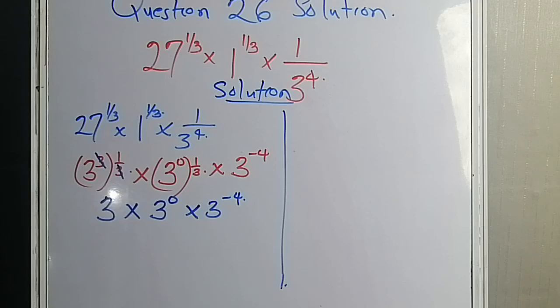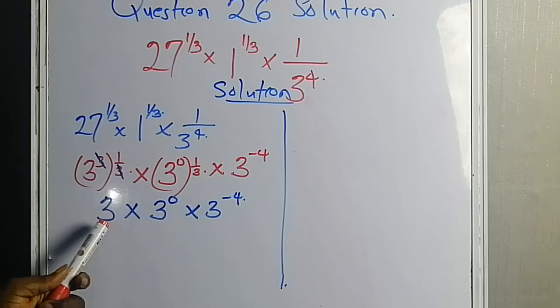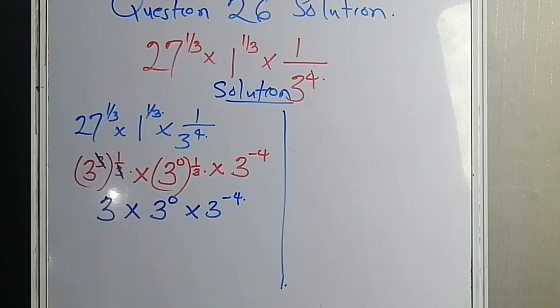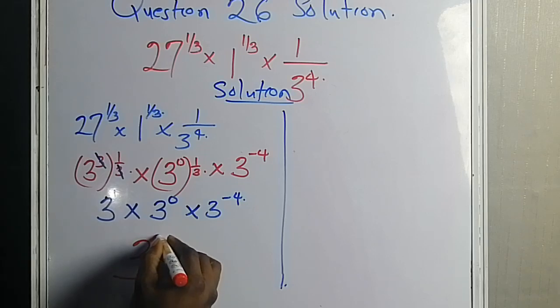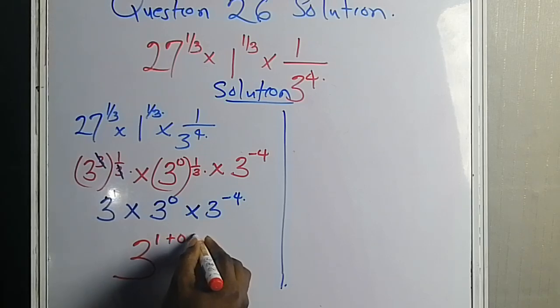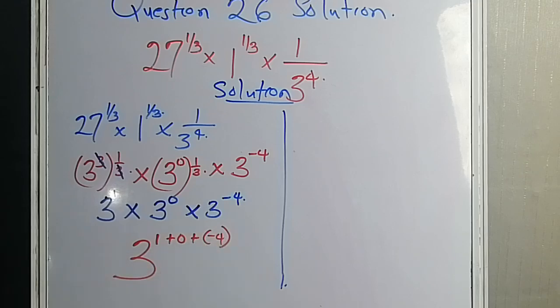Okay? Just pick one base and apply the law of indices. Okay? Multiplication law. Pick one base. They have the same base. This is 3, 3, 3. What I would do is pick one base. I'll say this is 3. Okay? This is 3 raised to power 1, but we don't write it. Anything raised to power 1 is that thing. So this one is 1 plus 0 plus minus 4. Don't forget the minus. Okay? Because if you didn't put the minus, you might get the wrong answer. So the minus is important. You need to pick it.